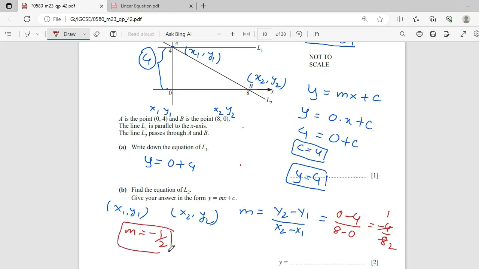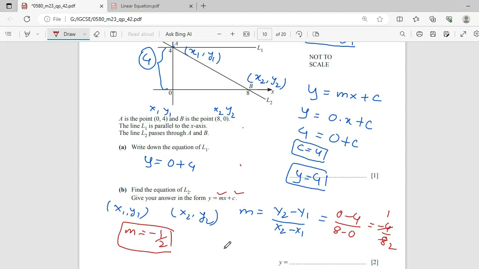Okay, now if you see, this line is crossing through point A, and A is nothing but the y-intercept. And what is the value of the y-intercept? 4. So now we have both values, the gradient as well as c. If it is crossing through this point, we can use this value, or not. Let's find out whether we can utilize it or not. So this is one way.